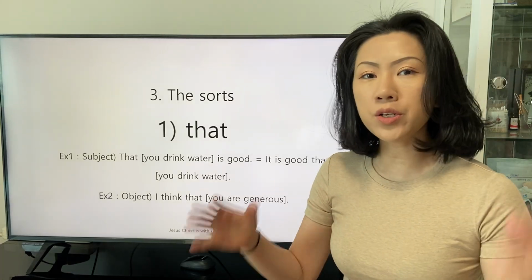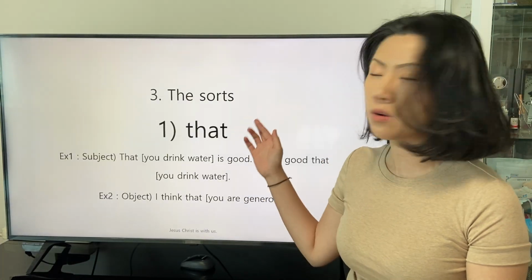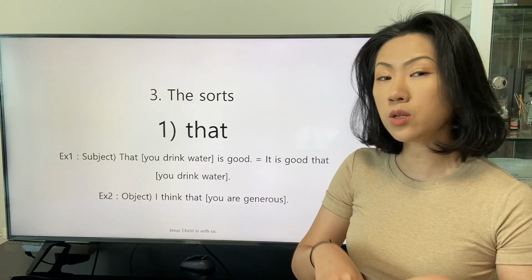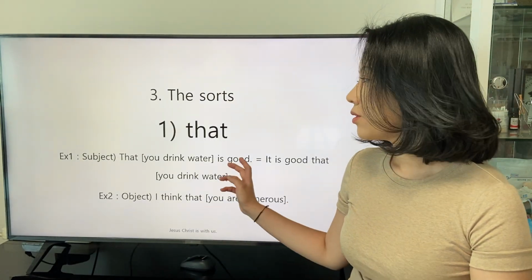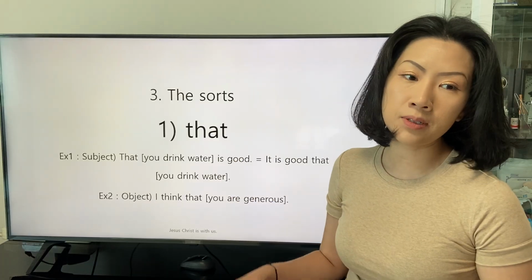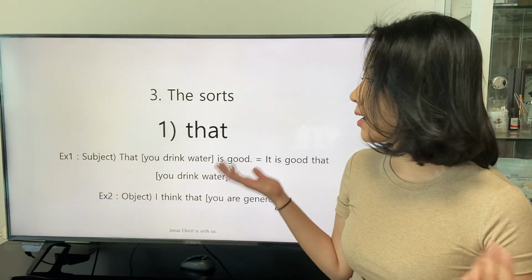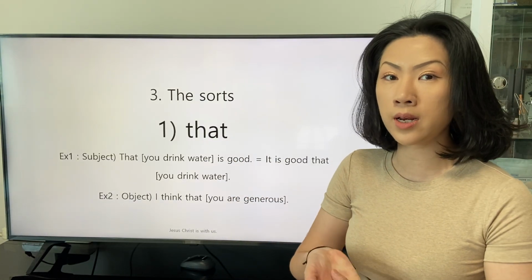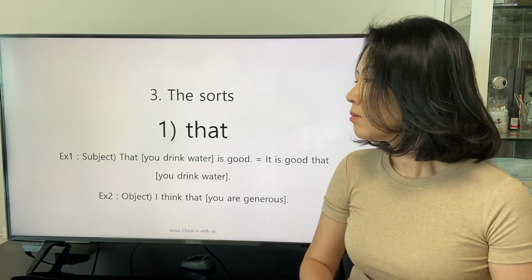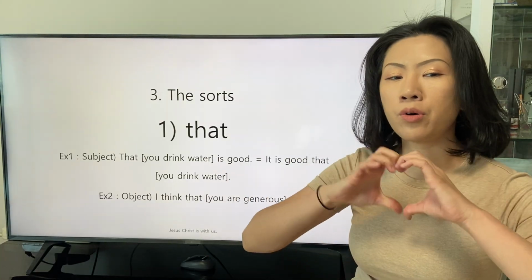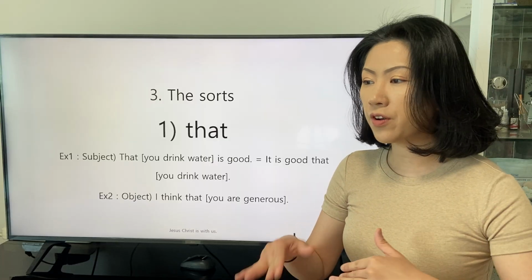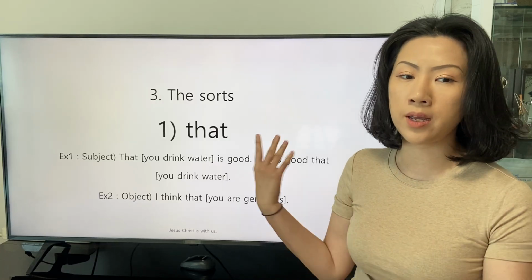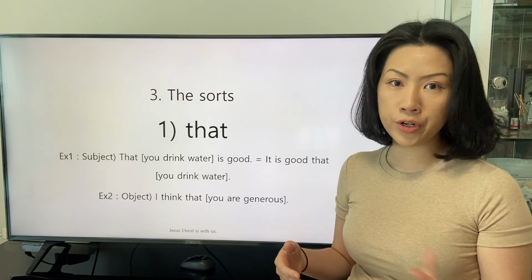We will continue to study the first order of the subordinating conjunction, which is the pronoun that. The first example where the pronoun that is applied as a subordinating conjunction is this. That you drink water is good. This is frequently stated in this way. It is good that you drink water.